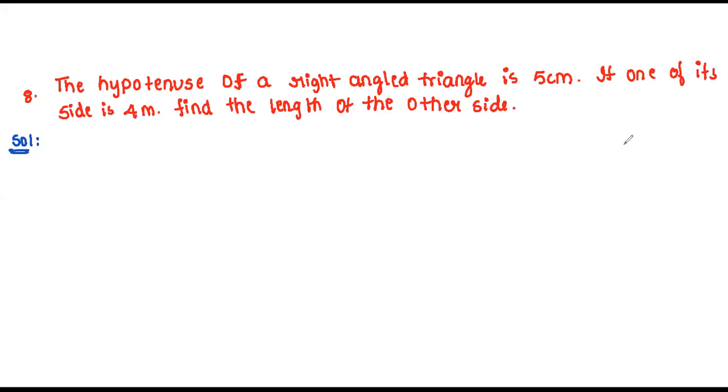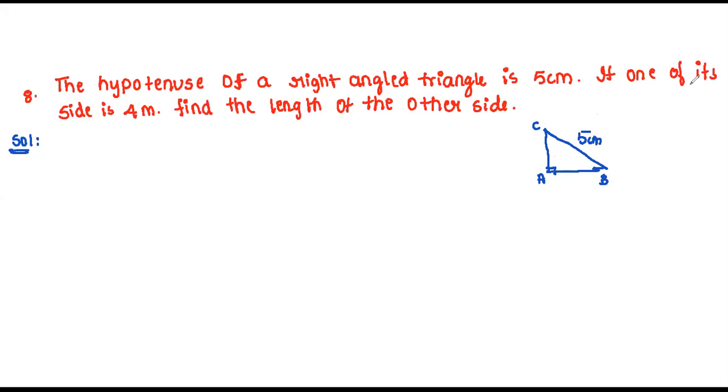See here, I'll just draw the diagram. So when you're writing the answer, make sure you copy this diagram too. Okay. So this is one right angle triangle. This is your A, this is your B, and this is your C. And this is what we call the hypotenuse. According to the information given in the question, the hypotenuse, that is BC, is 5 centimeter.